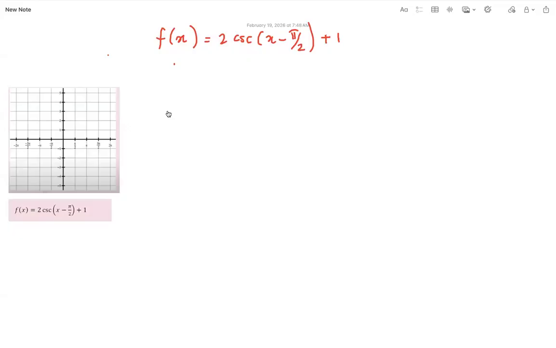But just the parent graph, right? They don't discuss transformations of cosecant inverse, secant inverse, and cot inverse, right, ma? No, not just the parent graph. That's just the parent graph. Okay, I'll just go over that quickly.